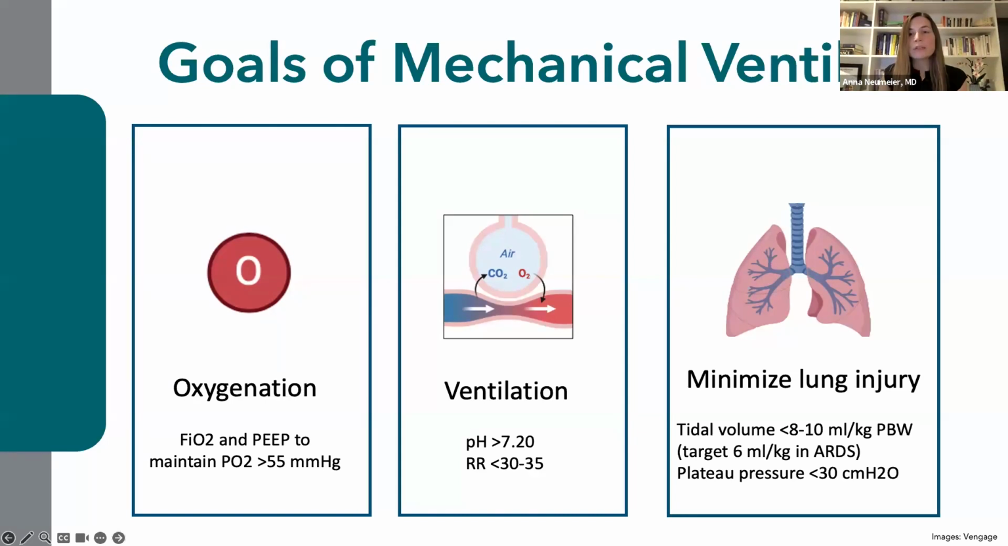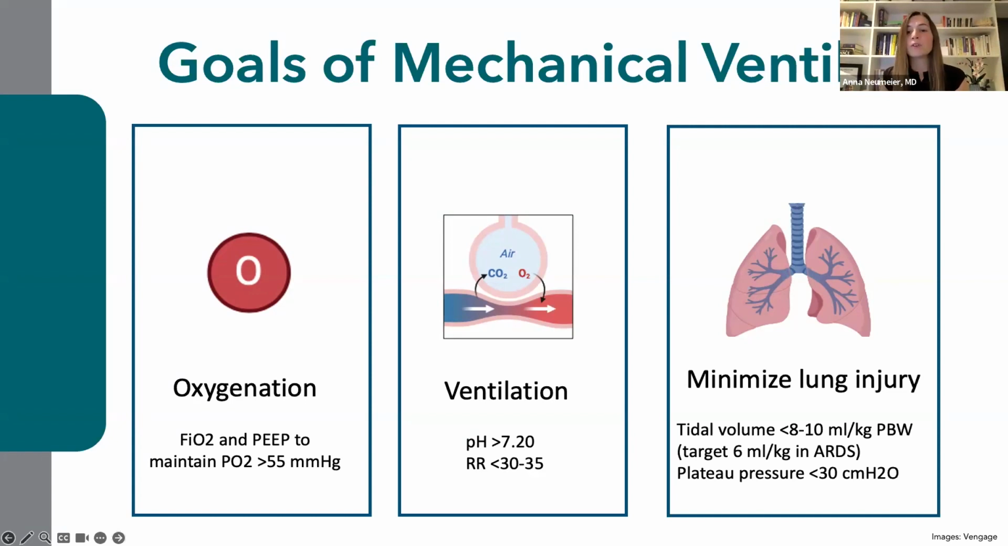The second goal is to maintain ventilation with a pH above 7.2 with as low a respiratory rate as possible. As you see, the goal of these numbers is not to achieve physiologic normalcy. Instead, guided by years of randomized controlled trial research, the most important goal of mechanical ventilation is actually to minimize lung injury while the patient is on the ventilator.